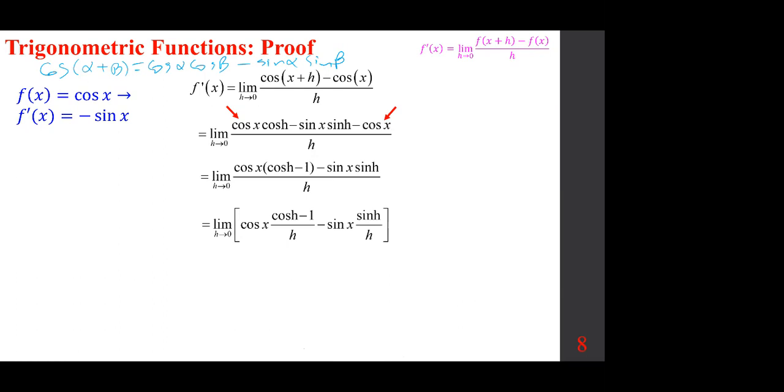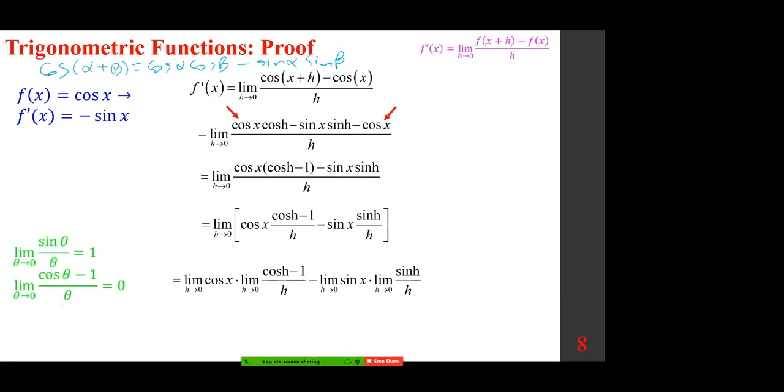We apply the limit laws. We separate them into the following pieces. Again, we use what we have proved, and this goes to 0, this goes to 1. This is simply cosine x times 0. This is minus sine x times 1. And believe it or not, this is the end of the proof.